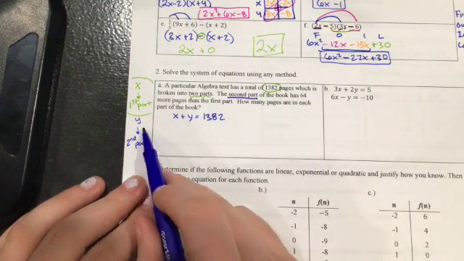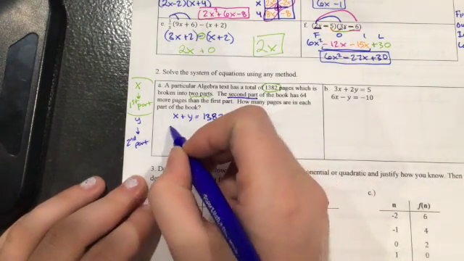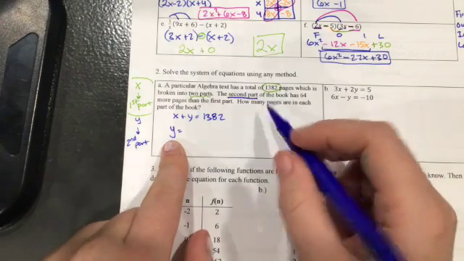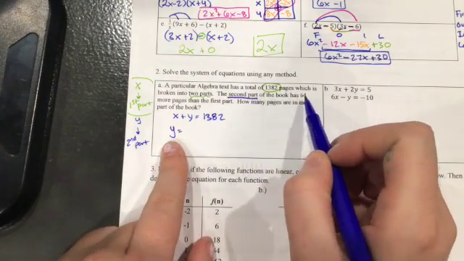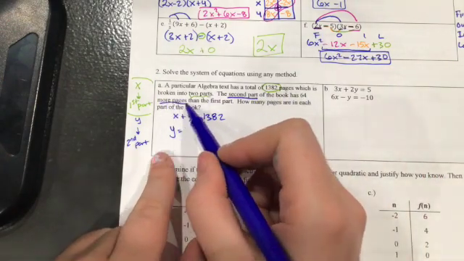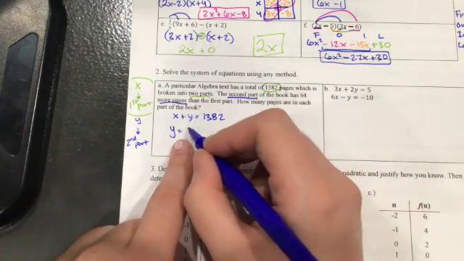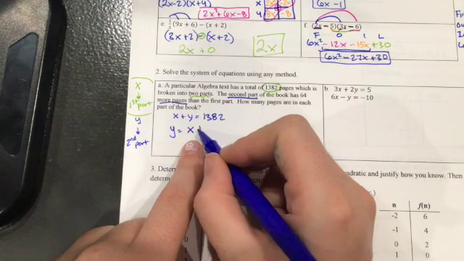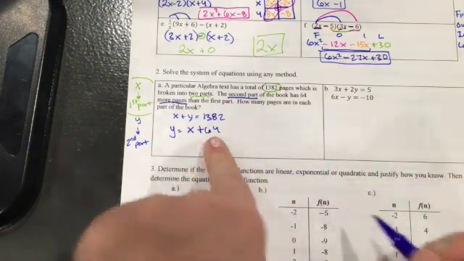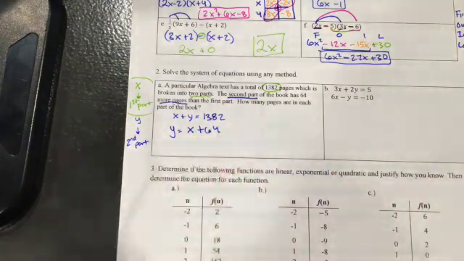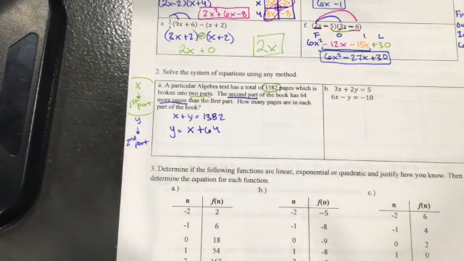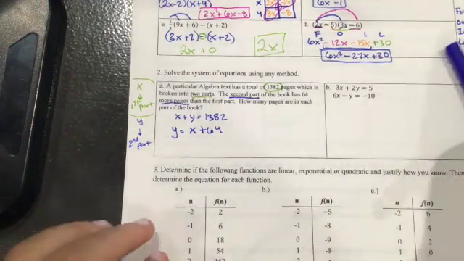Then it gave us some information about the second book. So my second book, or y, we now have an equation for that. Y, or the second part of the book, has 64 more pages than the first part. So that means you're going to take the first part and we're going to add 64 to it because it's 64 more pages. Now we're looking good because this is a system of equations.